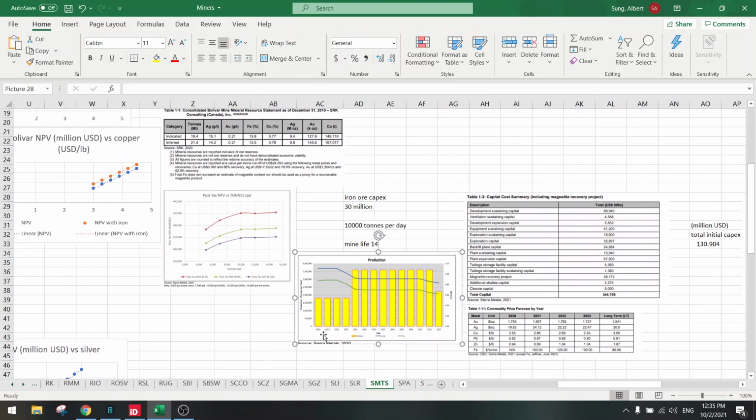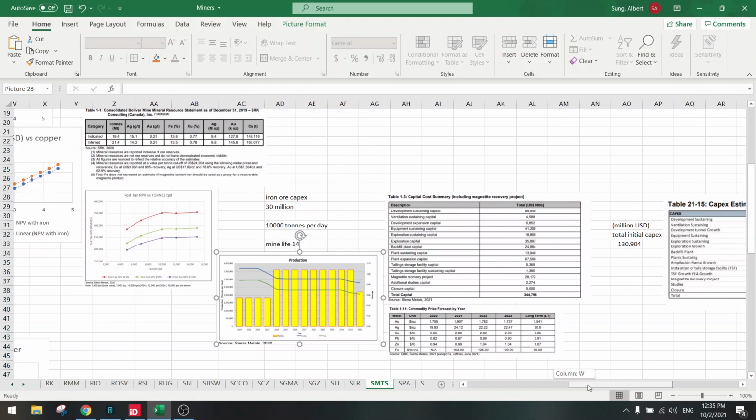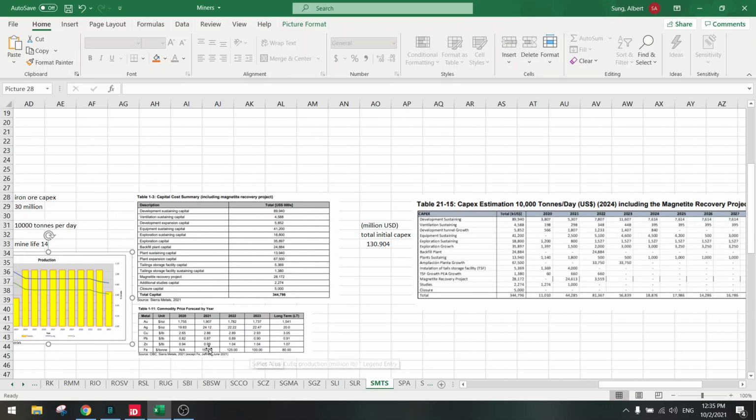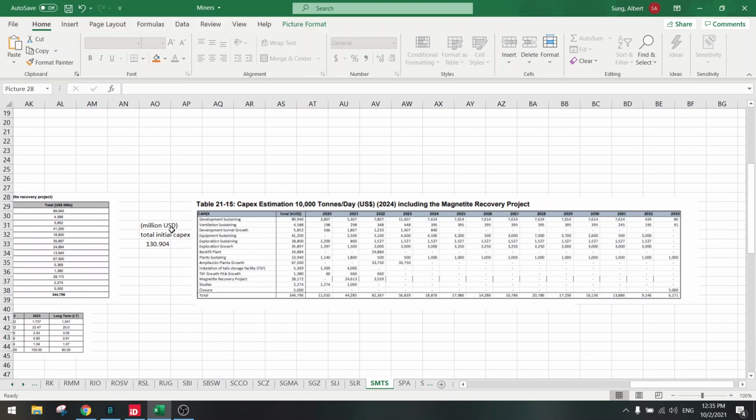This is how the production looks like. We are now at 1.6 million tons per year, and this is going to double to 3.6 million tons in 2024. So we have 2 years that we need to build this thing. Let's take a look at the capex numbers. The capex, let's take a look at the capex first.